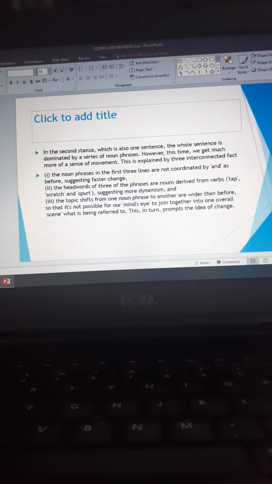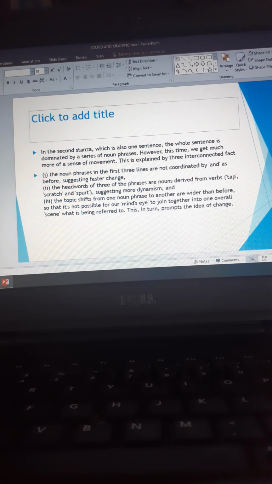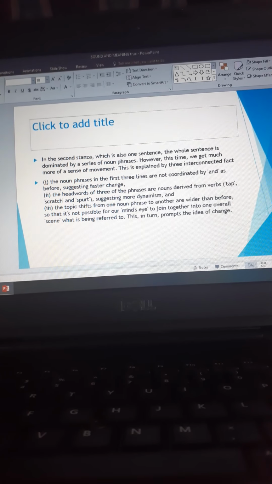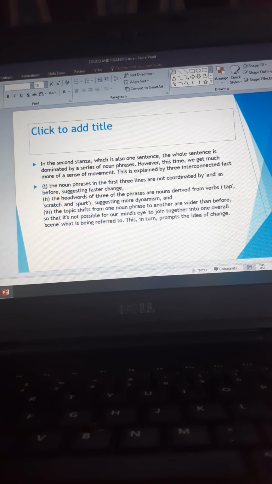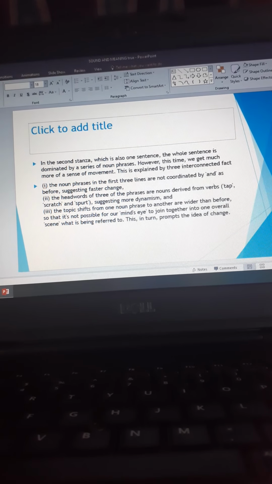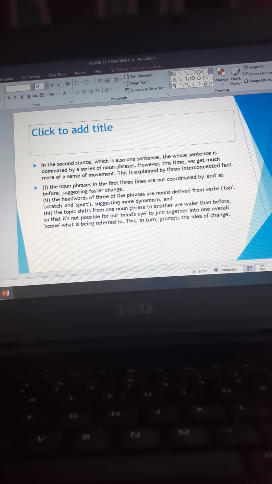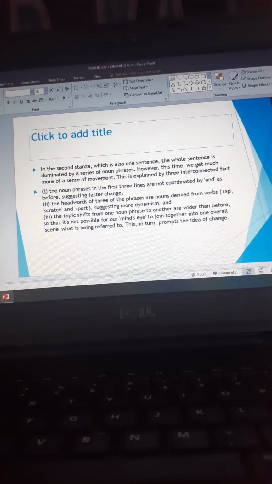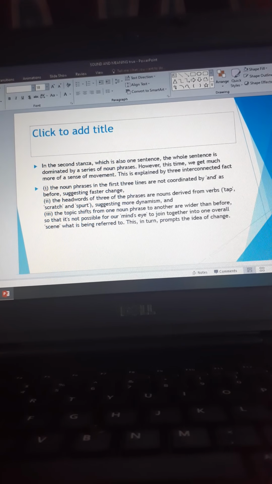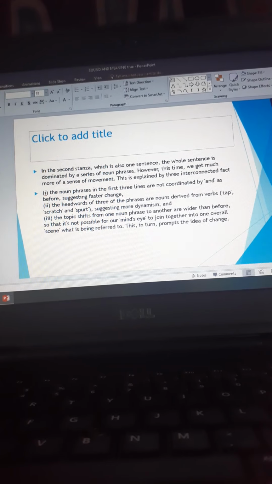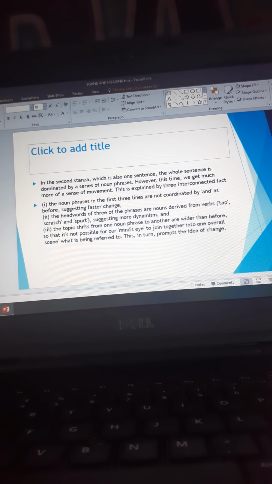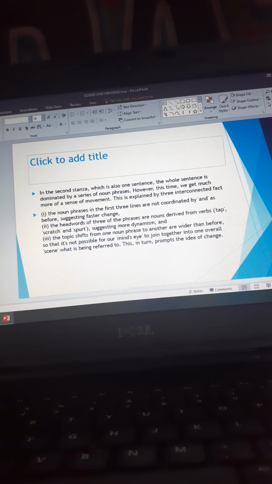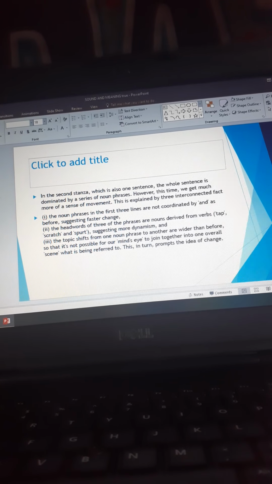In the second stanza, which is also one sentence, the whole sentence is dominated by a series of noun phrases. However, this time we get much more of a sense of movement. This is explained by three interconnected facts. First, the noun phrases in the first three lines are not coordinated by and as before, suggesting faster chains. The head words of three of the phrases are nouns derived from verbs: tap, scratch, and spurt, suggesting more dynamism. And the topic shifts from one noun phrase to another are wider than before, so that it's not possible for our mind's eye to join together into an overall scene what is being referred to. This in turn prompts the idea of change.